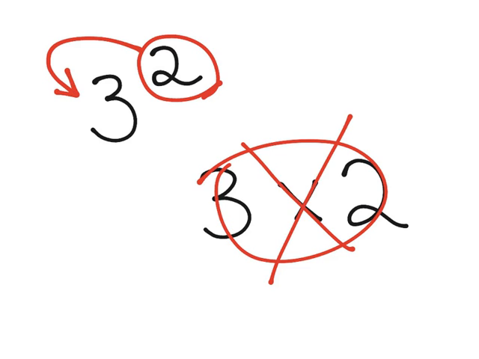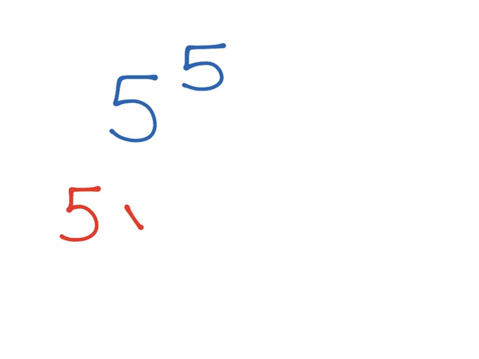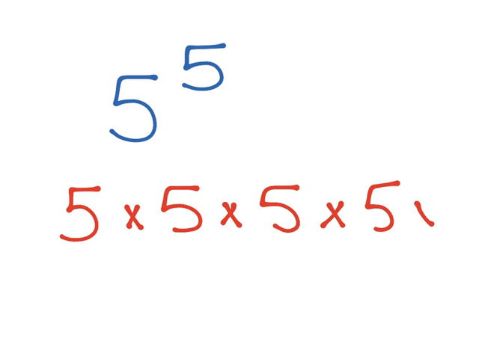So in this case, I would have 3 times 3, which would give me 1, 2, 3s, which is telling me that I need 2 of them. So if I have 5 to the 5th, that would be written out as an expression as 5 times 5 times 5 times 5 times 5. So that is 1, 2, 3, 4, 5 5s. And then you could just do the multiplication from there.